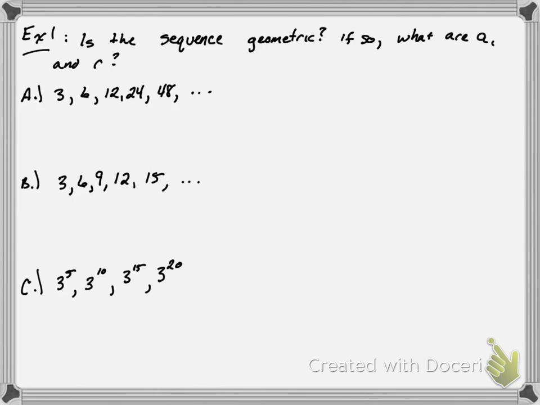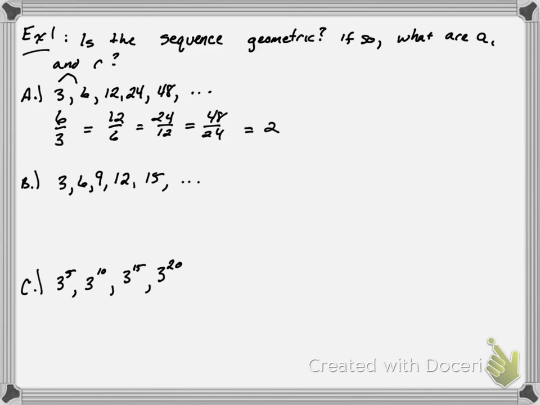Now, in example 1, they're asking, is the sequence geometric? If so, what are a1 and r? So again, what I'm going to look at is the ratio between these terms. Instead of subtracting, see if they're divisible by the same number. Well, 6 divided by 3, does that equal 12 divided by 6? Does that equal 24 divided by 12? Does that equal 48 divided by 24? Do all those equal each other? And the answer is yes. They're all going to reduce to 2.